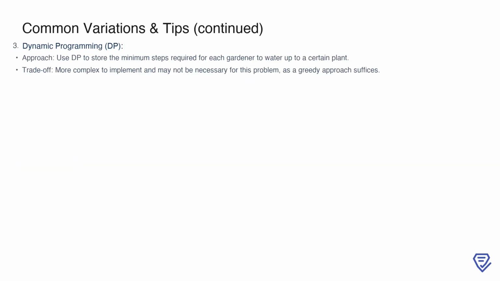Dynamic programming, or DP, can also be considered as an alternative approach. Using DP, you can store the minimum steps required for each gardener to water up to a certain plant. This approach, however, is more complex to implement and might be unnecessary for this problem, as the greedy approach already provides an efficient solution. While DP can sometimes offer more structured solutions for problems with overlapping subproblems, in this case, it introduces additional complexity without offering significant benefits over the simpler greedy strategy. Therefore, it's important to assess whether the added complexity is justified for the problem at hand.